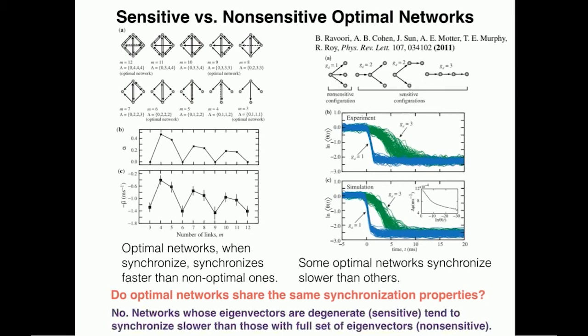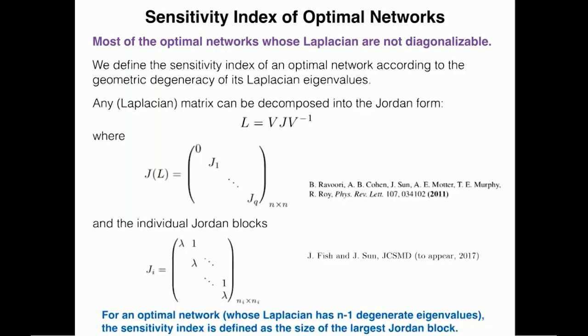In that paper, the way we quantified it was through looking at the degeneracy of the eigenspace, which I'm going to explain in the next slide. The networks that synchronize faster we call non-sensitive, and the slower ones we call sensitive. Mathematically, for a matrix that's not necessarily diagonalizable, you can always do the Jordan decomposition. So you can convert the Laplacian into a Jordan form, and it is the largest Jordan block that you can use to define the so-called sensitivity index.